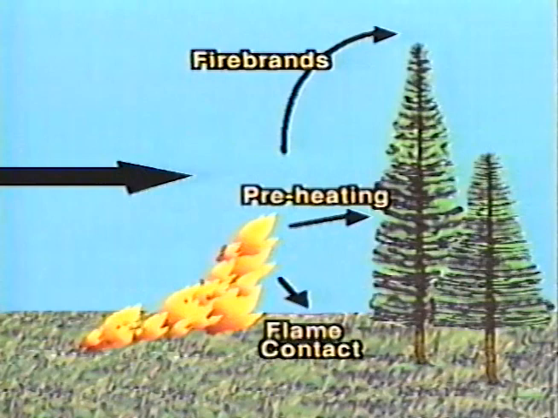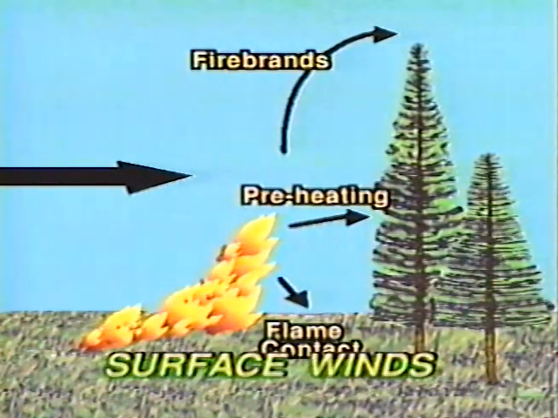The first and most obvious indicator is the presence of moderate to strong surface winds. Wind leans flames over, which increases flame contact and heat transfer to new fuels. Additionally, wind provides a mechanism to transport firebrands. Sustained surface wind speeds above 10 miles per hour can generate rapid rates of spread in many fuel types.